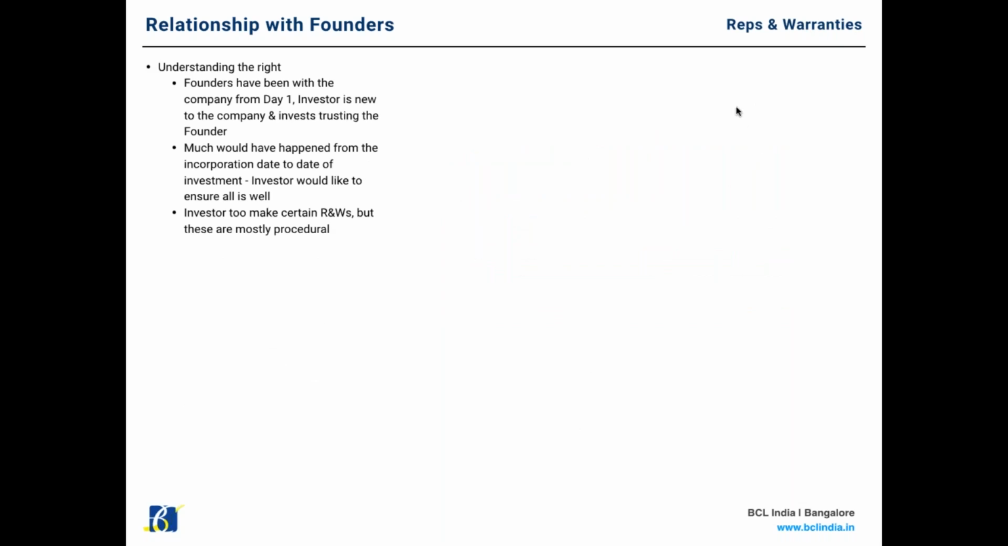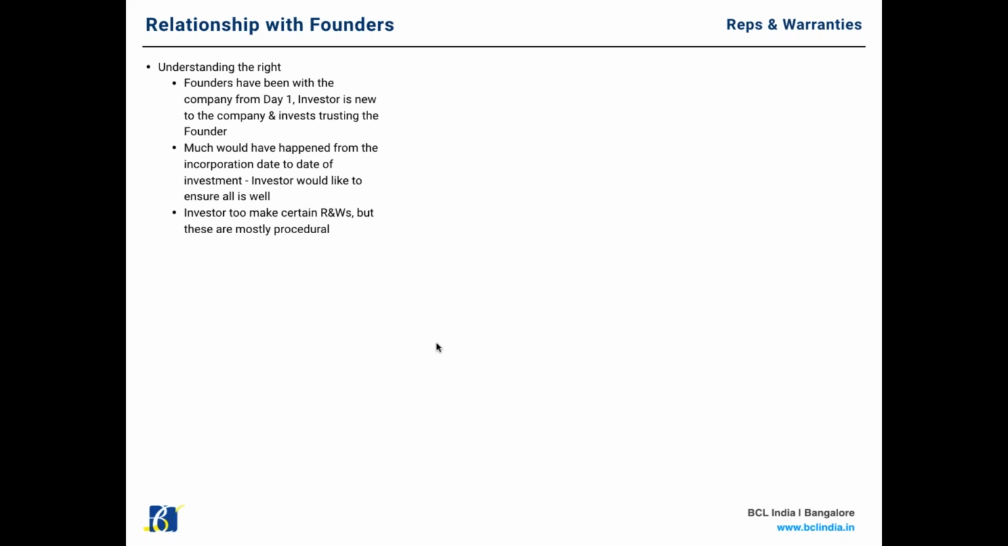Representations and warranties. Now, I have seen that this particular clause is not given a lot of attention, and so it has a lot of repercussions in the future. What representations and warranties state is, it is an oath. It is a documented clause where the founders of the company state what all has happened in the company till the date of investment.